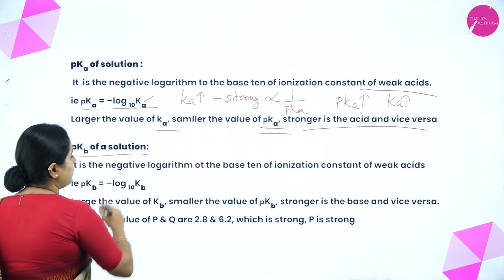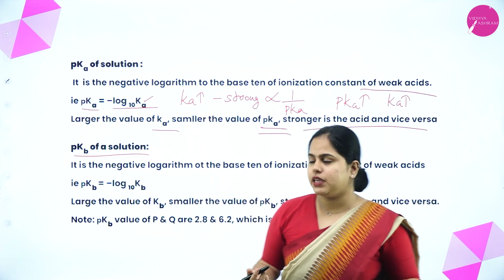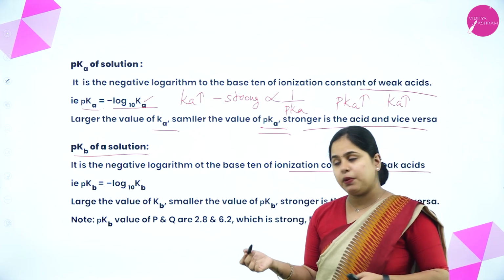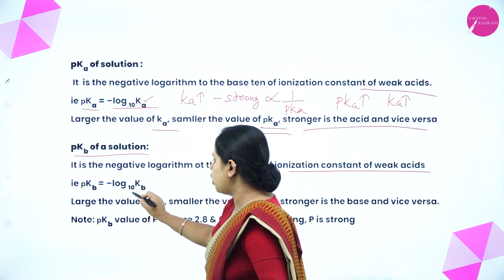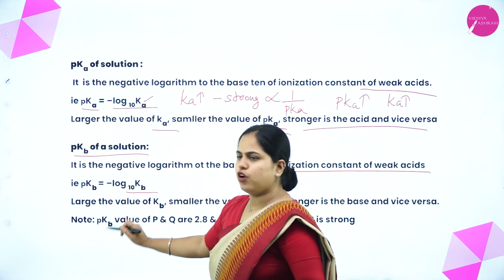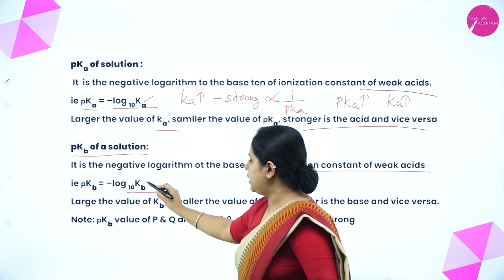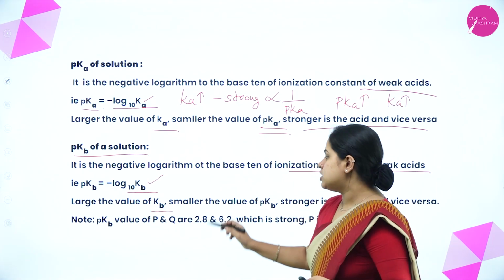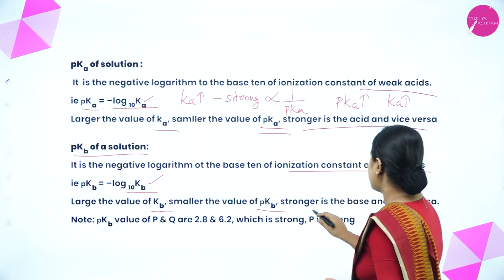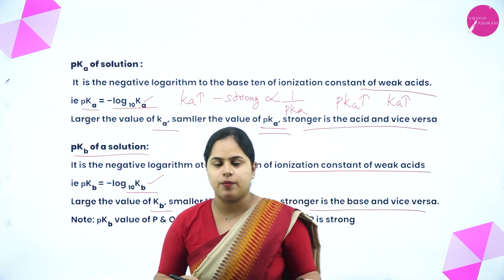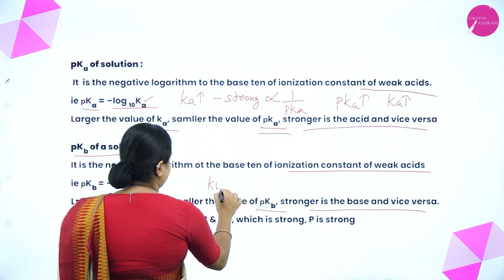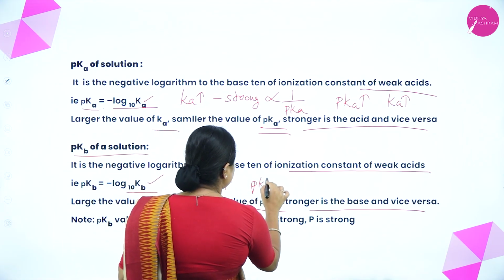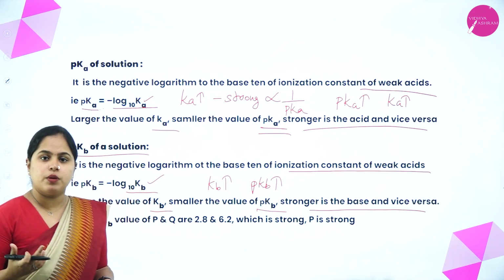Now moving on to pKb of a solution. What will be pKb then? It is the negative logarithm to the base 10 of ionization constant of weak base. That is pKb is equal to minus log base 10 of Kb. It's the same format we are writing here also. Okay. So Kb is ionization constant of weak base. Now larger the value of Kb, smaller will be the value of pKb, and stronger will be the base, and vice versa. That means when Kb value is high, you can say that the base is strong, and when pKb value is high, you can say that the strength of the base is very weak.